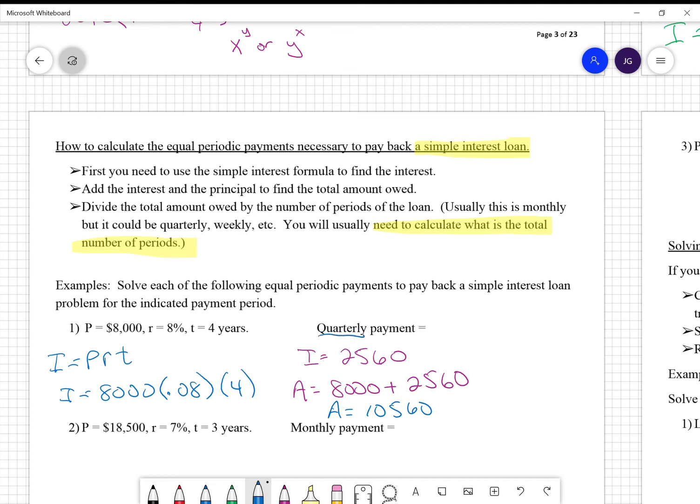Now, quarterly payments. A quarterly payment is 4 times a year for 4 years. Well, 4 times 4 is 16. I have 16 payments. So I am going to take 10,560, divide it by 16, and that will give me my amount per payment. Each payment is $660.